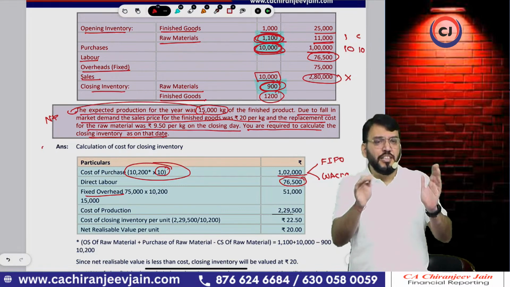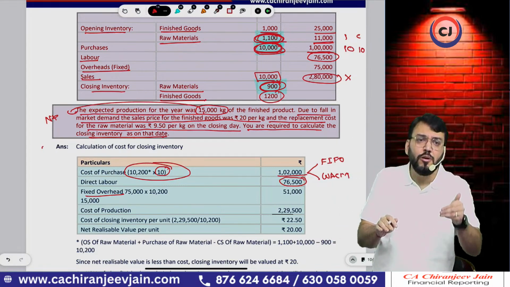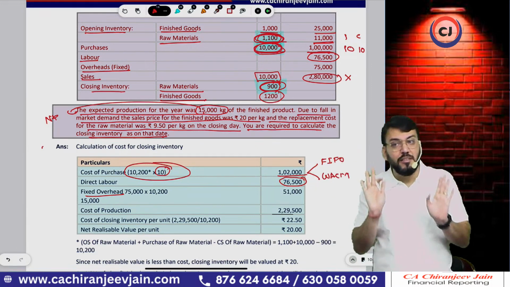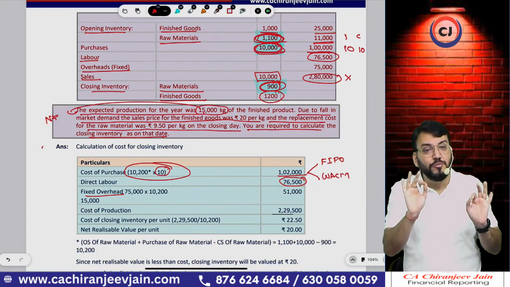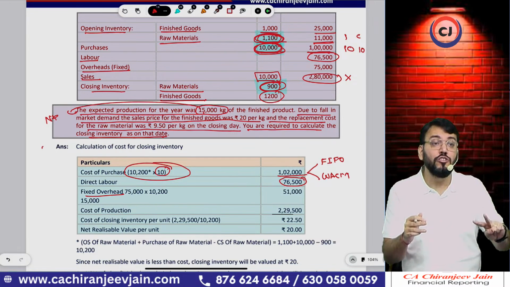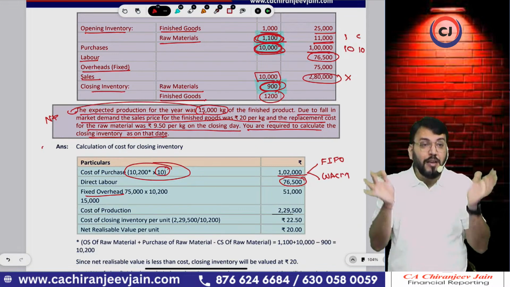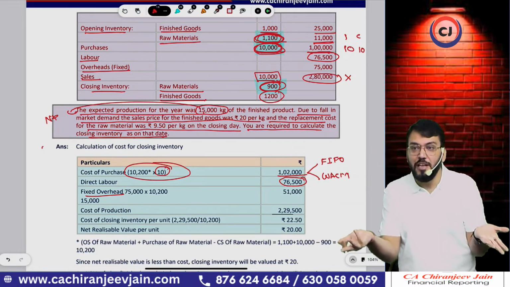Means the ratio is what? If 1 unit of raw material is converted into 1 unit of finished good. That is our assumption. Whenever question is silent, we'll assume that only. But it is quite possible 2 unit of raw material is converted into 1 unit of finished goods. Quite possible. But nothing is given, we'll assume that only.